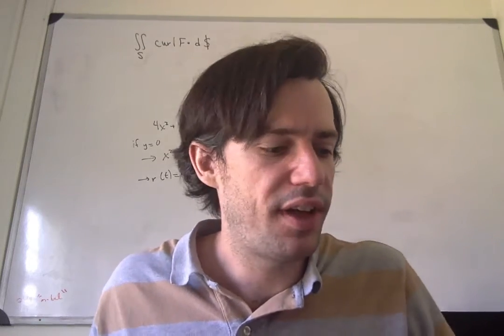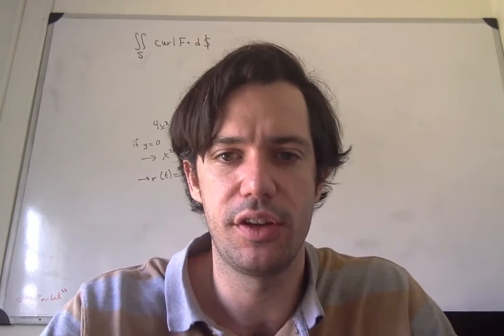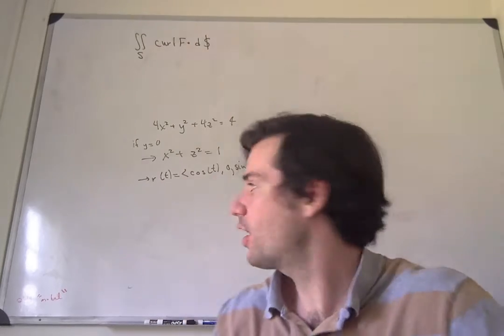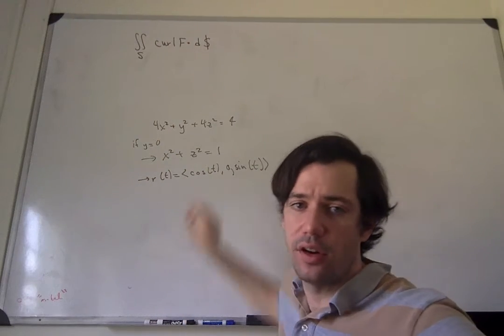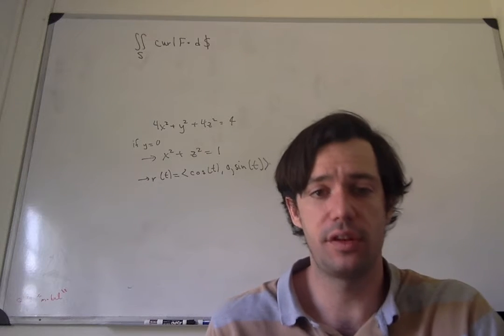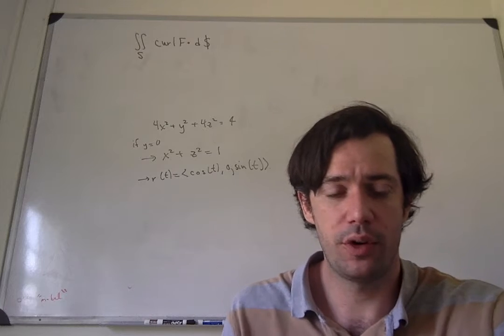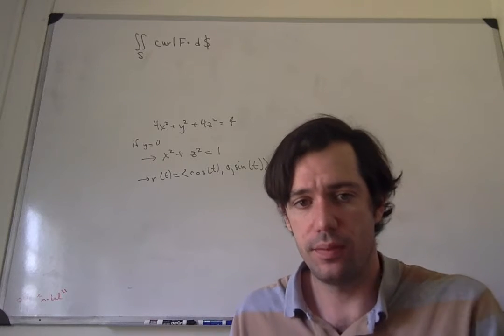Hi, I just wanted to add some clarity to the last video. I did talk about the boundary of this horn, and I said that it had the form cosine t, 0, sine t. I just wanted to briefly comment on that one more time before I go on to do the next example.